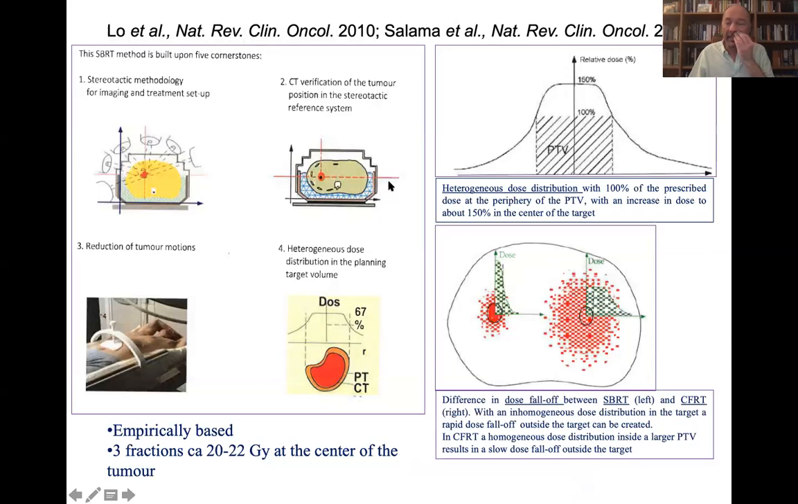And this is now, let's say, a little bit a discussion on how you do the SBRT. This is, let's say, the methodology. So first you have to do imaging and setup, very careful imaging and setup of the target. Then you do a CT verification of the tumor position in the stereotactic reference system, so in the reference system of the beam. Reduction of tumor motions, this is of course important. The tumor motion will force you to use a large PTV, and for stereotactic radiotherapy, you want to use a PTV which is as close to the GTV as possible.